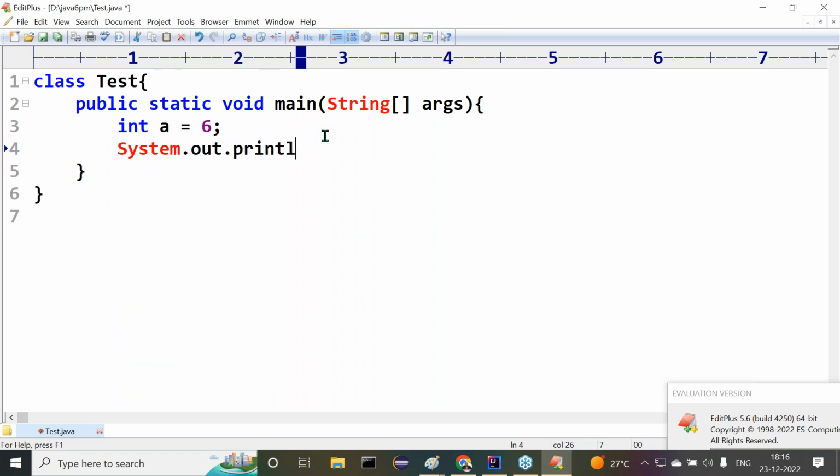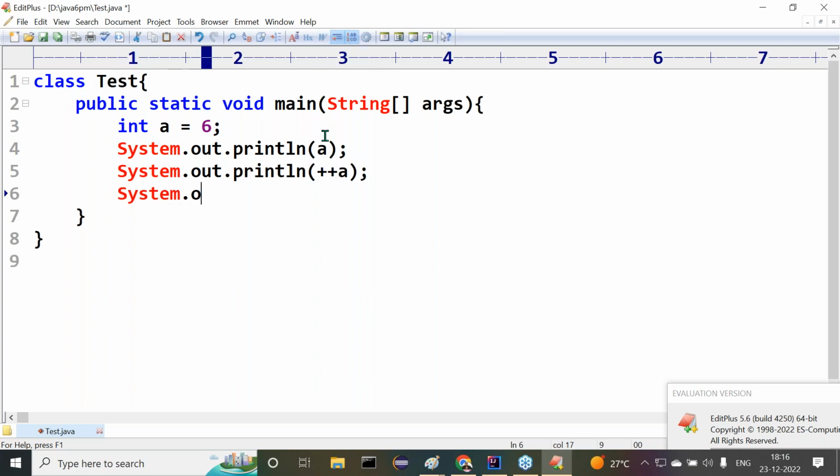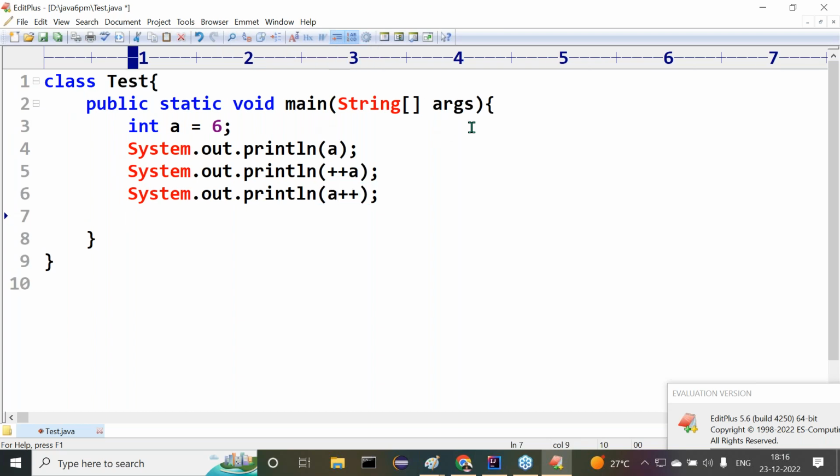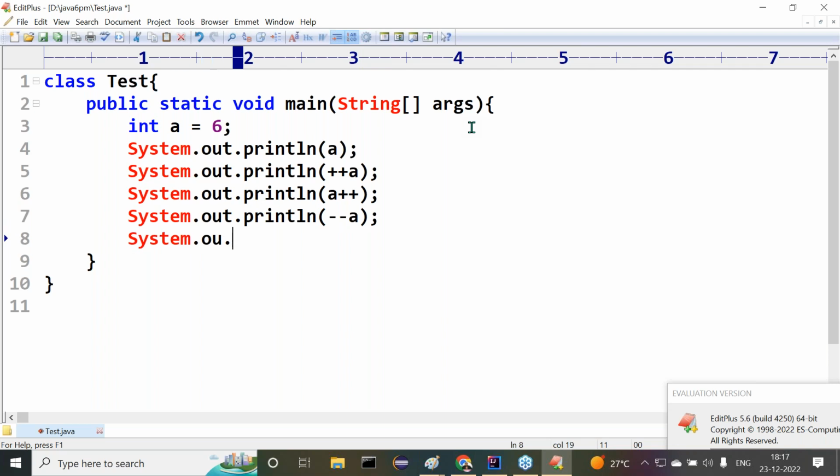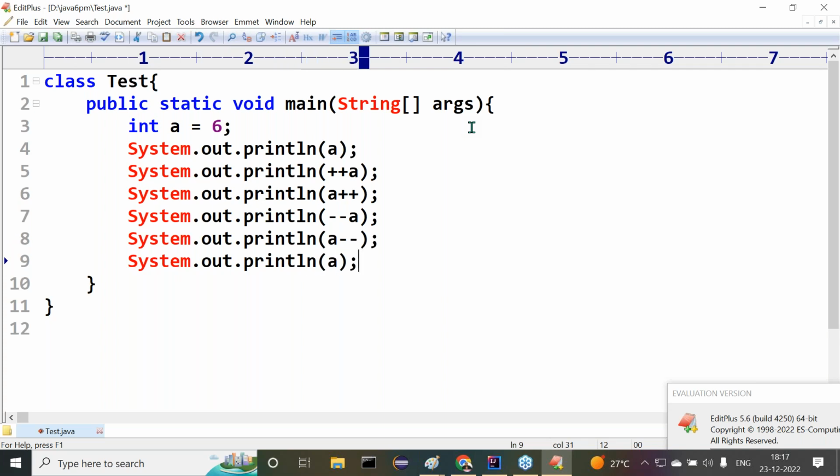System.out.println of a, System.out.println of ++a, System.out.println of a++, System.out.println of --a, System.out.println of a--, System.out.println of a.